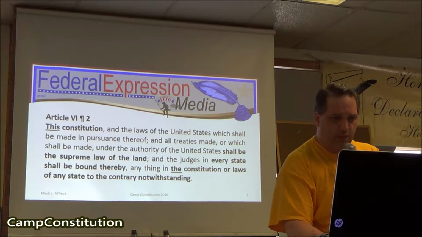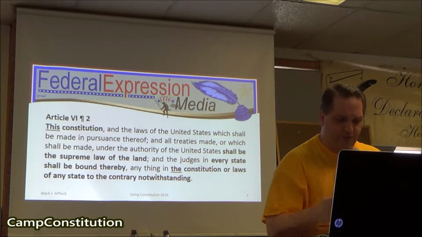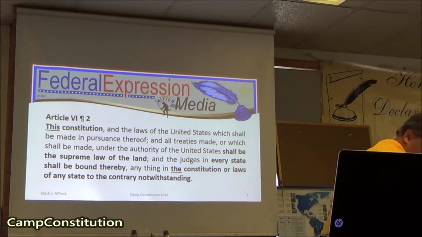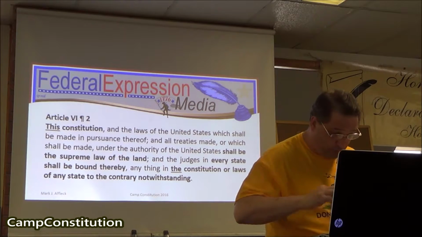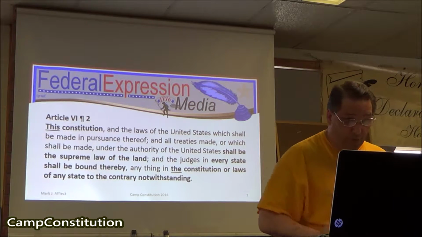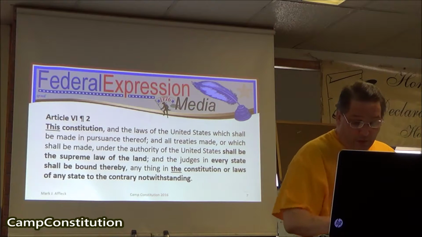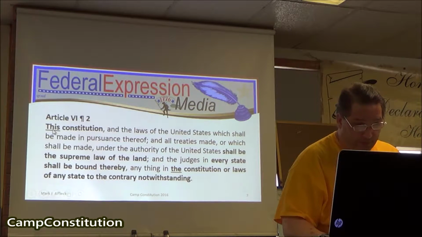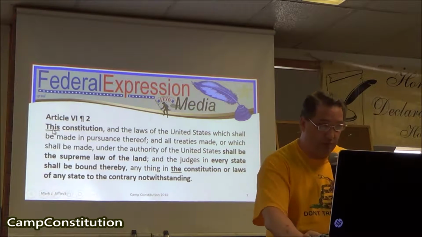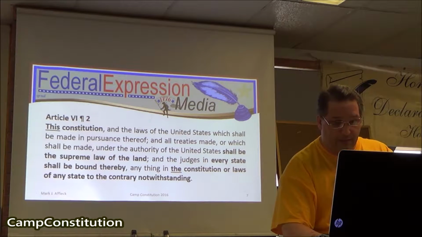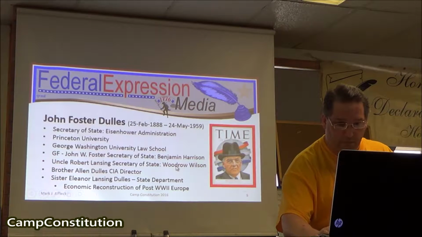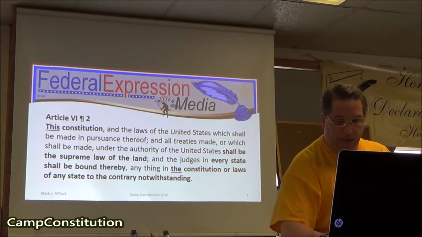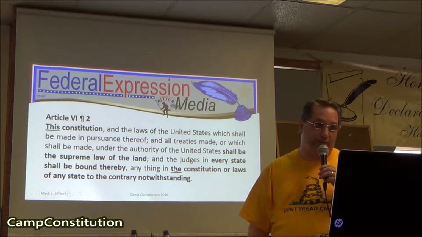We get to the bottom here, and we're going to look at these adjectives. So look at the adjectives in this Article 6, Section 2. You can see here they start out using "this Constitution." They end up saying "the Constitution, or laws of any state to the contrary notwithstanding."